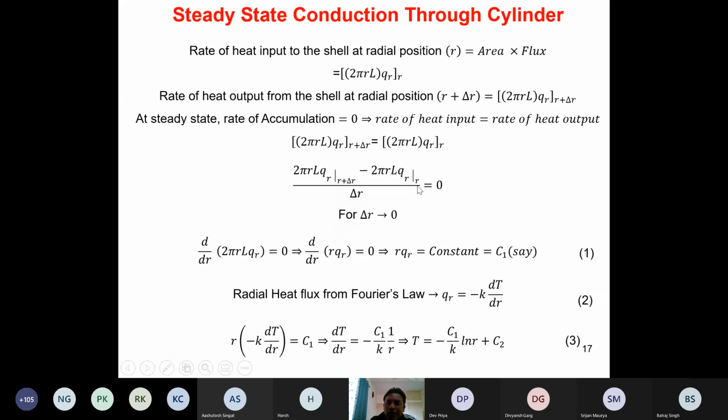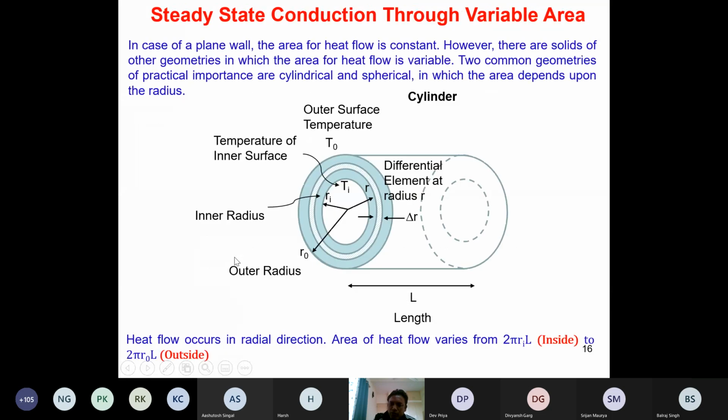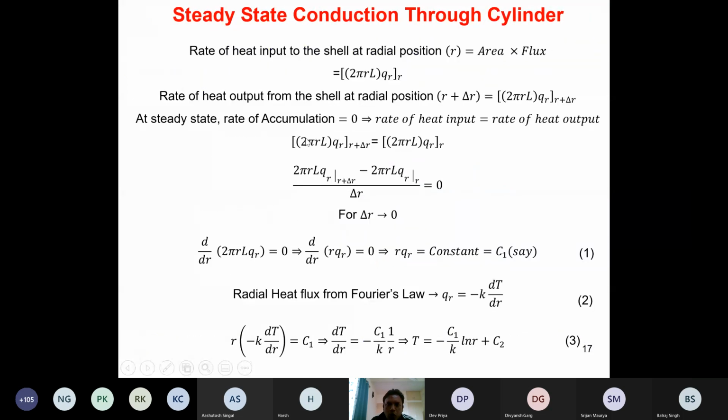So this expression can be represented in differential form as d by dr of 2 pi r L q_r equals 0. Again, 2 pi L are constant values. L is not varying, so we can take it out from this differential. 2 pi is again constant, so we can take 2 pi L out from this equation. Finally, what we get is d by dr of r q_r equals 0. This is the equation obtained from the shell balance.